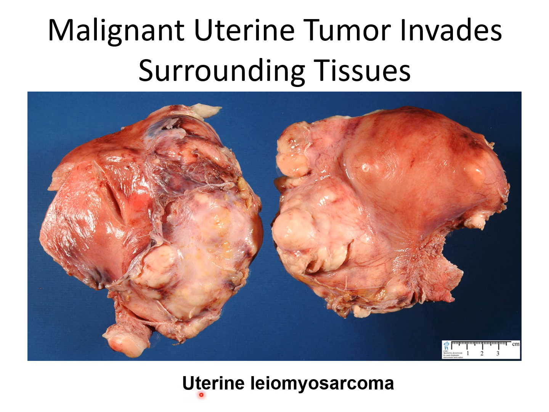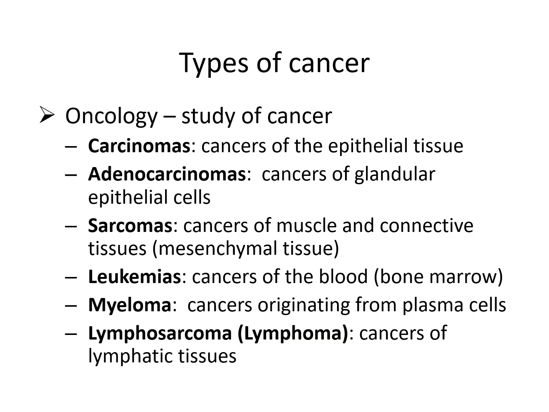And so again, we name the same way. Uterine, it came from the uterus. Leio would be smooth muscle, and a myosarcoma. Now, a sarcoma means that it's a cancerous tumor. And so let's kind of move on, and we'll start defining what these things mean.